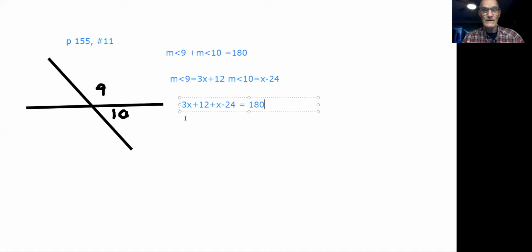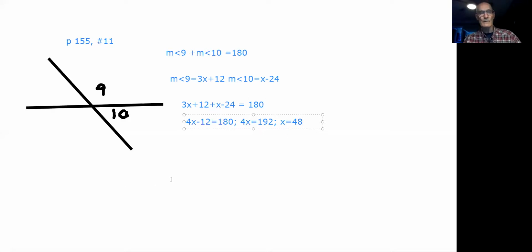So let's go ahead. We see we have 4x minus 12 is equal to 180. Then we can take the 12 across to both sides. So we get 4x is equal to 192. And then we can divide both sides by 4. So we get x is equal to 48. Okay, so x is 48.